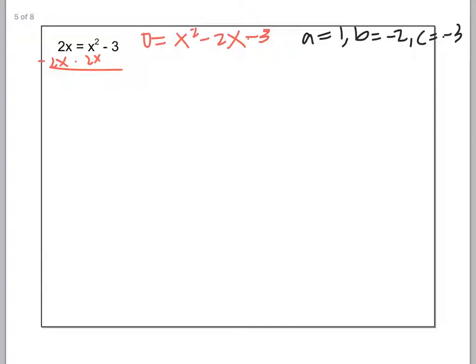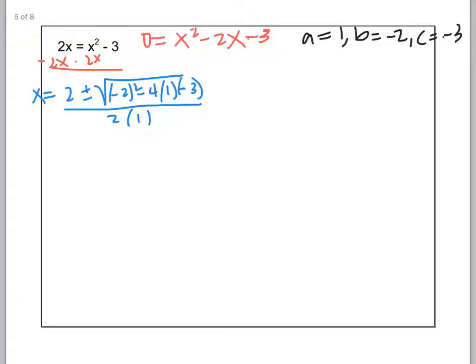Again, you don't have to write this out, but I think it's a good step in the beginning. So my formula says x equals the opposite of b, so x equals opposite of b would be 2 plus or minus the square root of b squared, so negative 2 squared minus 4 times a times c, and that's all over 2 times a. So that's what I have at this point.